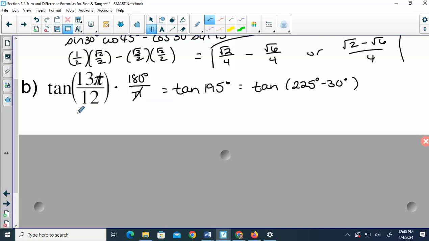All right, so our formula. Tangent of the first minus, because we had the subtraction, tangent of the second, divided by 1 plus tangent of the first times tangent of the second.